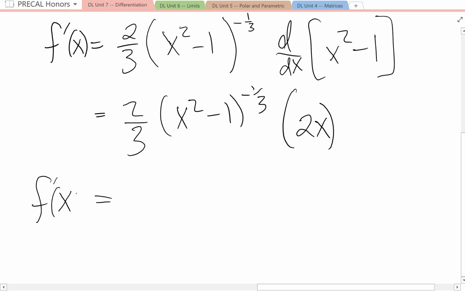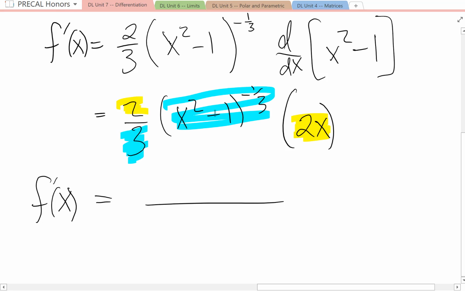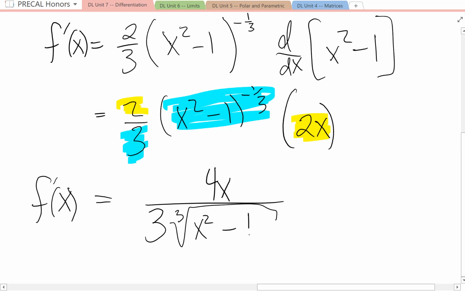So f prime of x is equal to, I'm going to draw a fraction and decide what goes where. So 2 is in the numerator, and this 2x is in the numerator, but this 3 is in the denominator, and this needs to go into the denominator because of the negative exponent. So I have 4x in the numerator over 3 times the cube root of x squared minus 1.